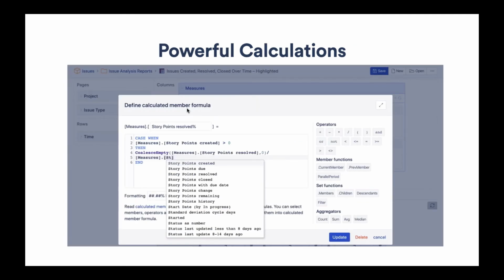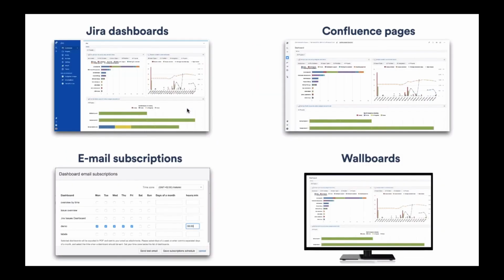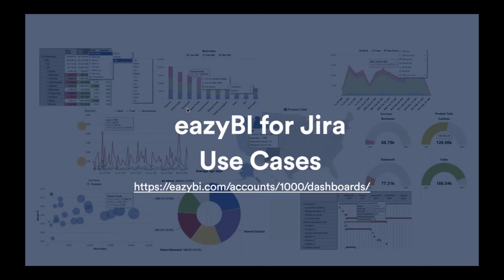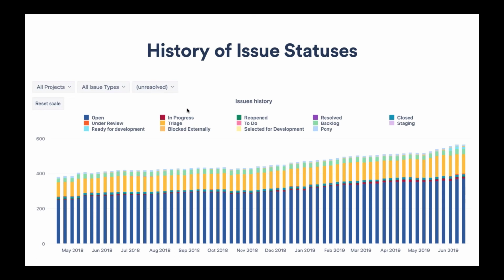And last but not least, these are powerful calculations where you can add custom metrics and extend the Jira cube, the eazyBI cube from Jira, with some additional calculations, with additional measurements. And of course, these are 4 ways how you can publish eazyBI reports with your team members: either Jira dashboard gadgets or Confluence pages, email subscriptions if you prefer to receive reports as PDF attachments, or wallboards on the TV screens. So this was more like a theory, and let's see some of the use cases.